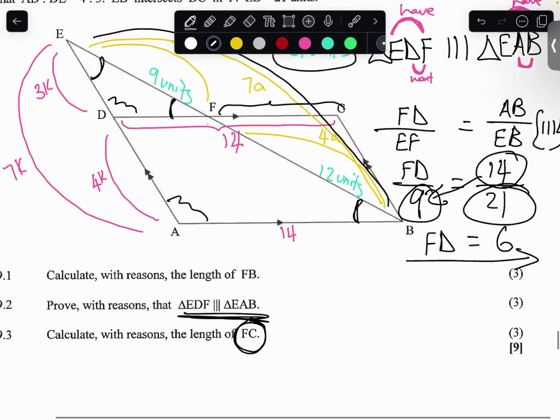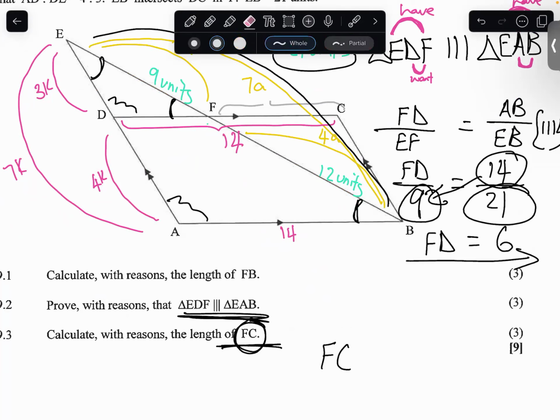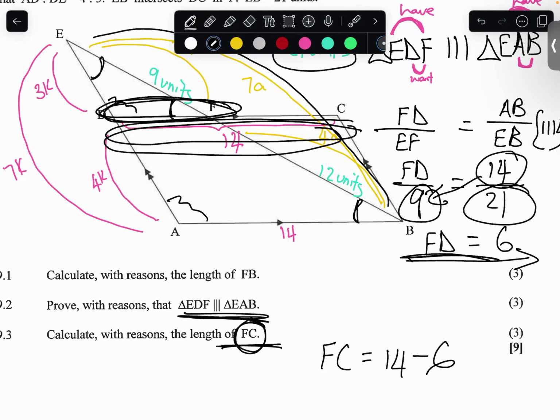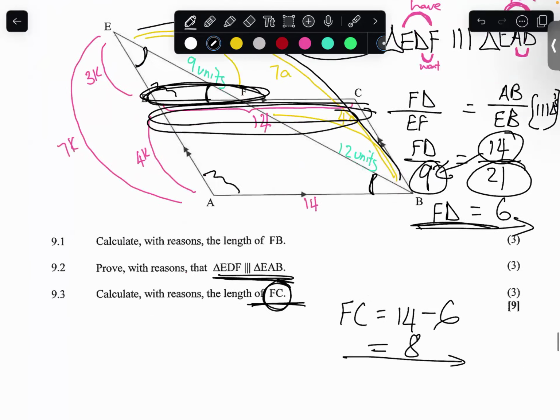But remember, this question asked me for FC. Now, FC, I told you, is this whole distance minus this distance. So it's 14 minus FD that I just calculated, which is this distance, which is 6. So FC is equal to 14 minus 6, which gives me 8. And that was that one. This is quite simple, actually.